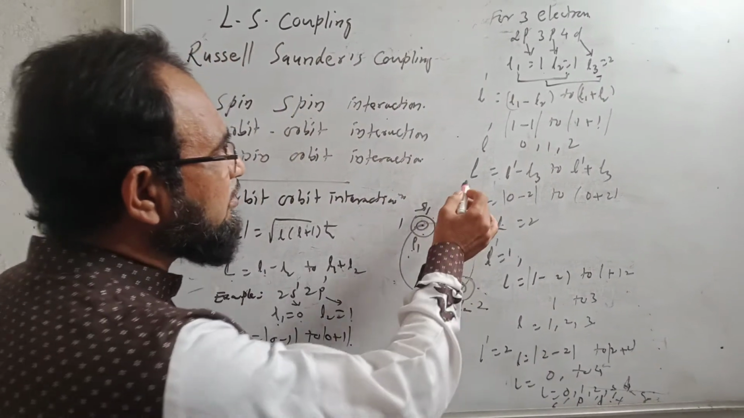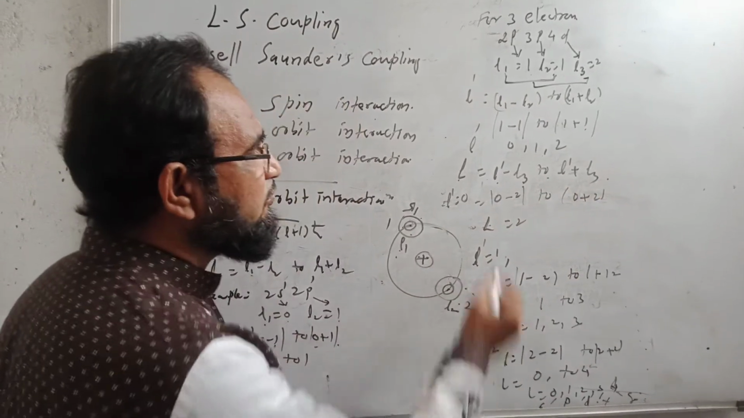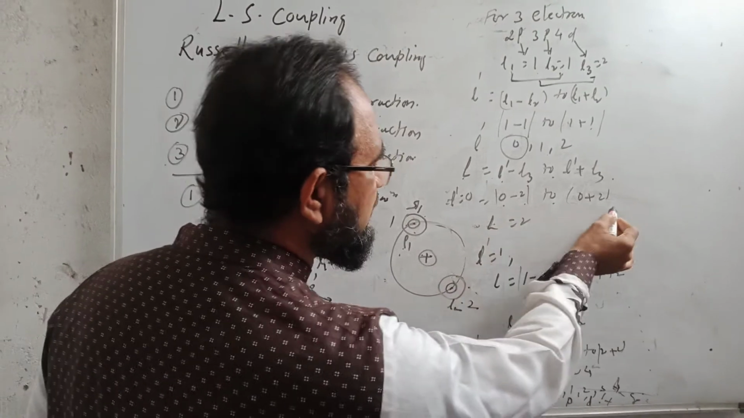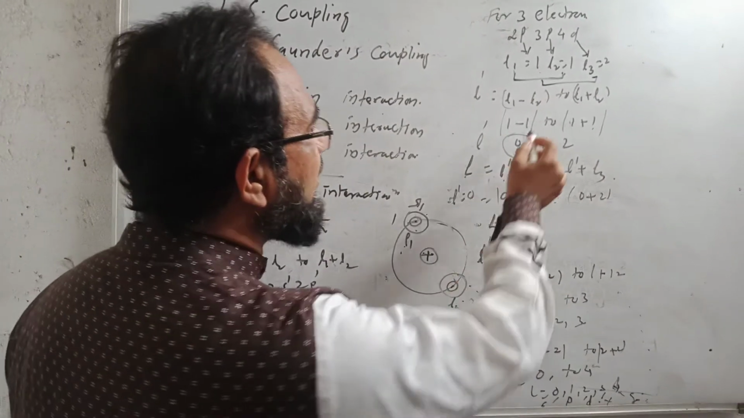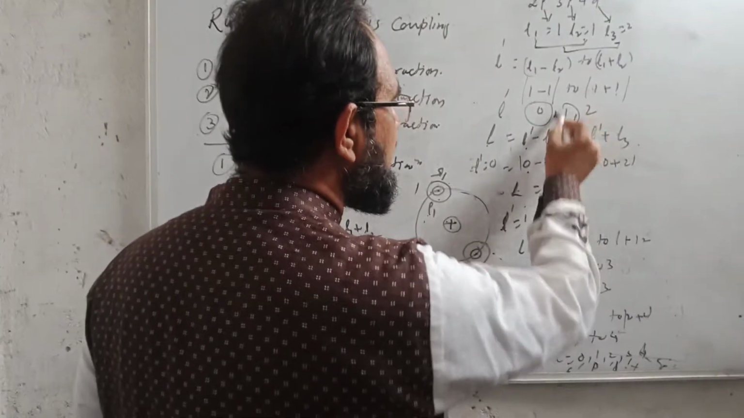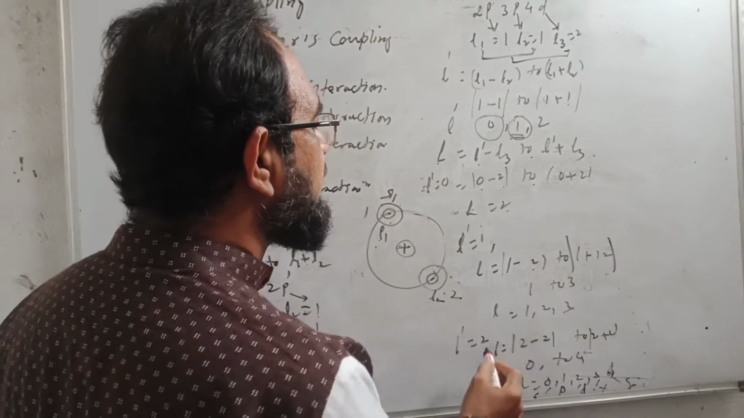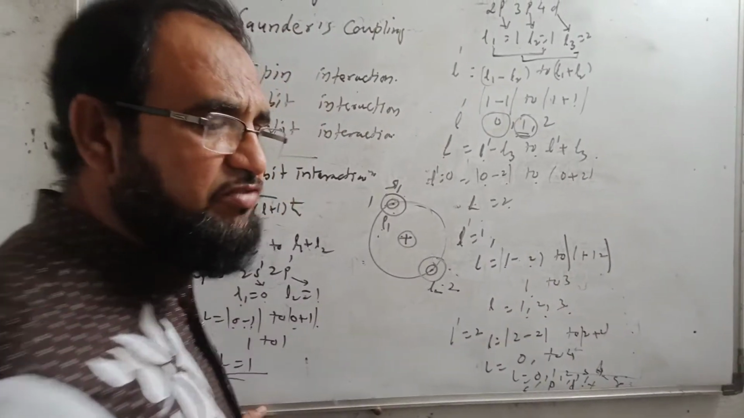So now the value of L will be L dash minus L3 to L dash plus L3. First I will take the value of L dash as 0. So 0 minus 2 to 0 plus 2, you get the value as 2. Now if I take the value of L dash as 1, so 1 minus 2 to 1 plus 2. So it will give you 1, 2, 3. Means 1, 2 and 3 are the values of L.